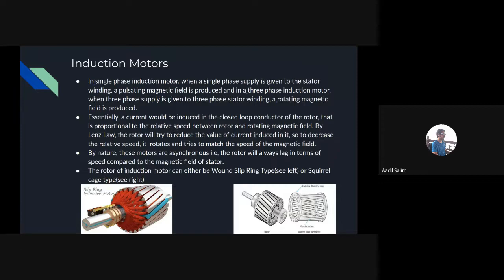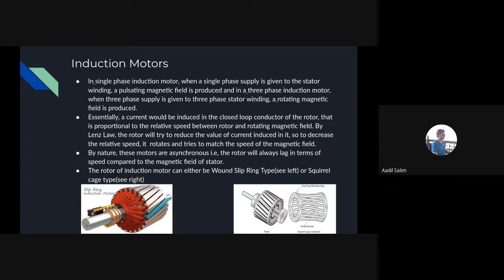And when that current is induced, by Lenz's law, the rotor will always try to reduce the value of the current induced in it. And that current is directly related to the relative speed between the rotor and the rotation of the magnetic field. So to reduce the relative speed, it will try to match the speed of the magnetic field, because relative speed is essentially the difference in the speeds. So it'll try to make this difference in the speed zero. How? By approaching the speed of the magnetic field. Because obviously you can't change the speed of the magnetic field itself. It's only the rotor itself that will try to rotate and match the speed.